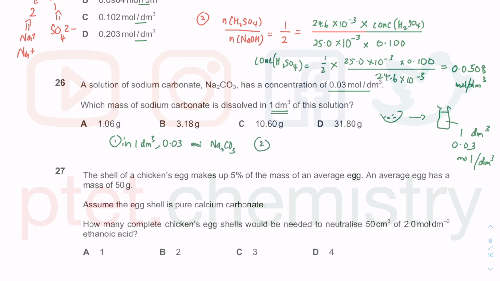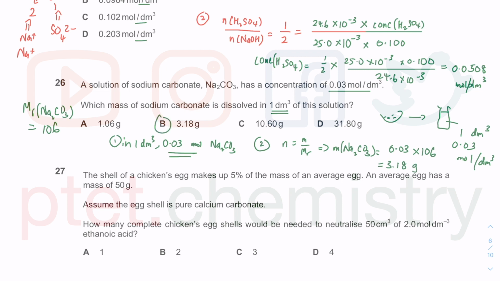Now, if you know you have 0.03 mole, so mole equal to mass over Mr, so you know the mass of Na2CO3 is going to be the mole, which is 0.03, multiplied by the Mr. So the Mr of Na2CO3, I can just work on the side, look at the periodic table, 23 for the relative atomic mass of 1 sodium times 2 plus 12 plus 16 times 3, I get 106. So that's 106 times 0.03, I get 3.18 gram. Option B there.